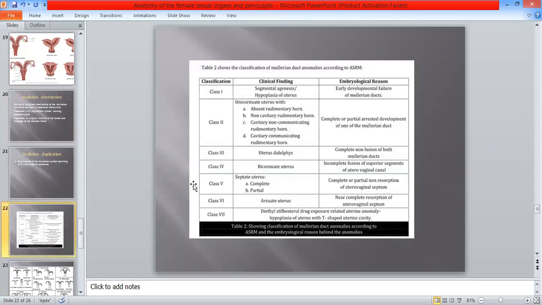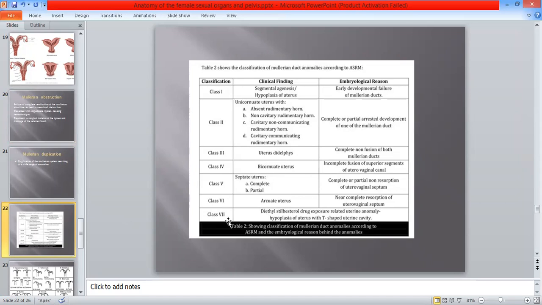This is a table which is showing classification of the Mullerian anomalies. There are class 1, 2, 3, 4, 5, 6, 7. In class 1, there is segmental agenesis. In class 2, the uterus presents in varieties of ways, sometimes having a rudimentary horn, sometimes a communicating horn, sometimes a non-communicating horn. And the third class is uterus didelphys, in which there is double uterus. Bicornuate uterus has two cornua, and class 4 is complete or partial septation of the uterine cavity. And class 6 is just indentation of the uterine fundus.